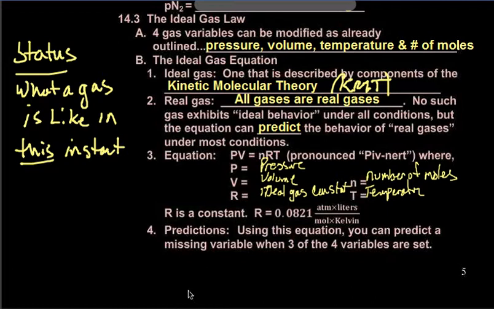Now, using this equation, we can predict a missing one of the four variables when we know the other three. And that's going to bring us to our next page.